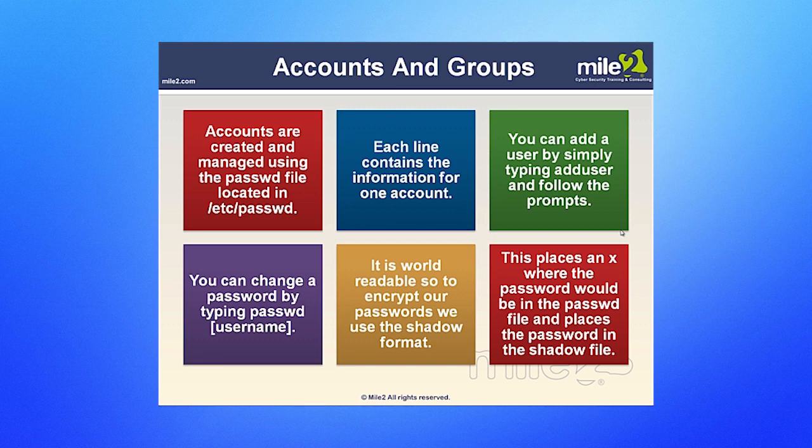And there also is a shadow file additionally, and with the shadow file, that's where the passwords are actually hashed, where they're essentially not in a readable format. But the password file, it is world readable. So to encrypt our passwords, that's why we have the shadow file. And when we look at the /etc/passwd file, we will see an X where the password would have been to represent the fact that the password is actually displayed in an unreadable format in the shadow file.